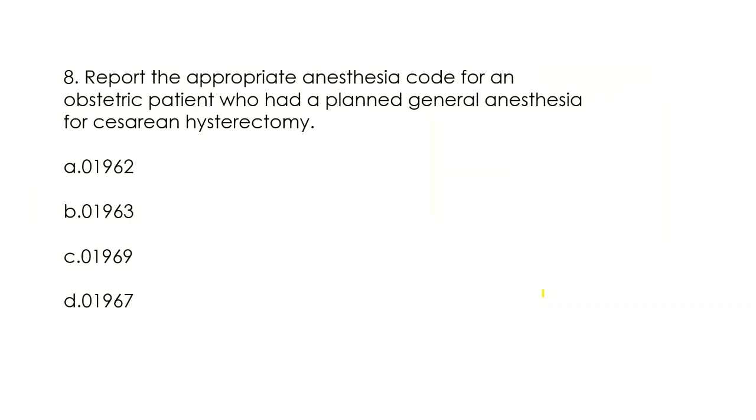Okay, coders, we're going to start with the answers first. A is 01962. B is 01963. C is 01969. D is 01967. Report the appropriate anesthesia code for an obstetric patient who had a planned general anesthesia for cesarean hysterectomy. You have 2.5 minutes and you may begin now.